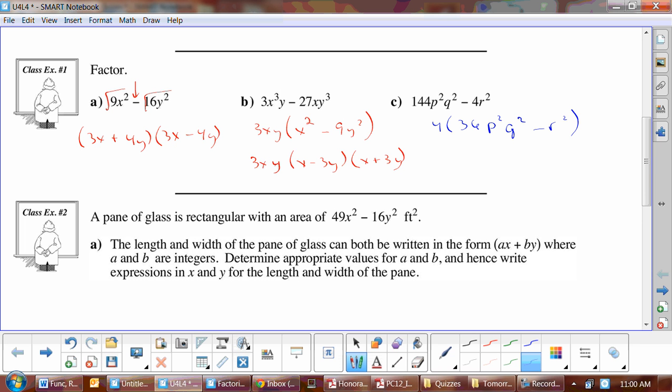Again, if this was in a question, I think most people would just say, hey, can't go any farther. But it's 36p squared q squared. Can you take the square root of that? Yeah, r squared, obviously. So that would be 4, and what would it be? 6pq minus r and 6pq plus r.